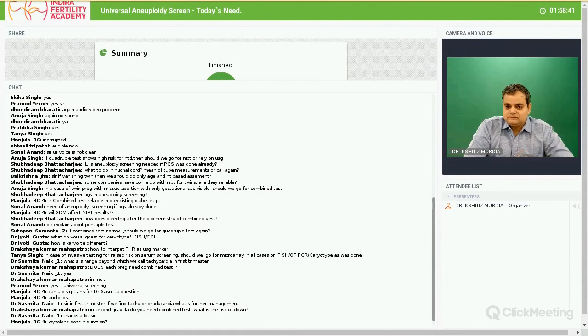Dr. Akshay is asking, in second gravida, do you need a combined test? What is the risk of Down? Do all pregnancies require it? So even if she conceives for the second time or third time or whatever number of times, she should always undergo the combined test or any kind of screening test, for whatever number of pregnancies there are.